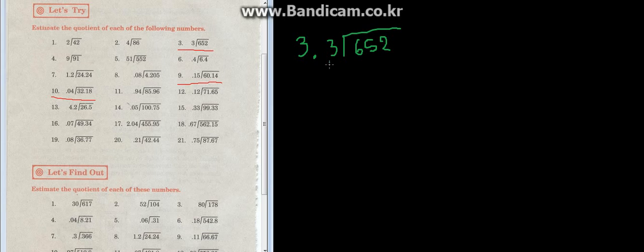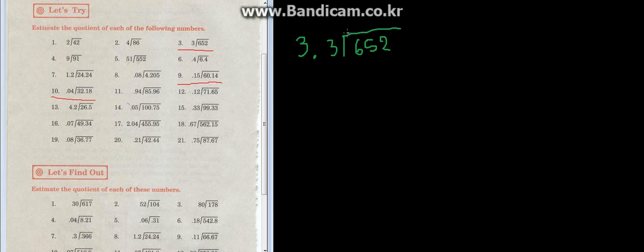But if we round off this number, we're going to get 0. So you can't really divide by 0. So you have to just leave it like this, okay? So 652 divided by 3. Let's do the calculation.